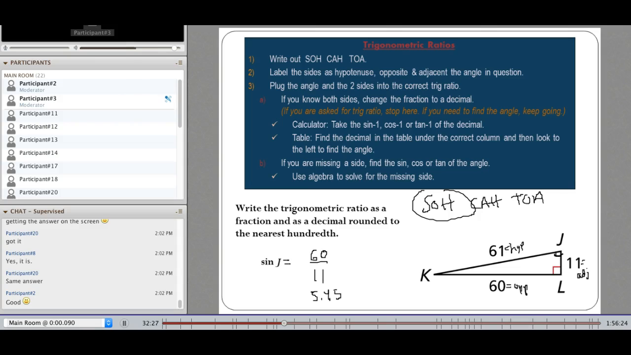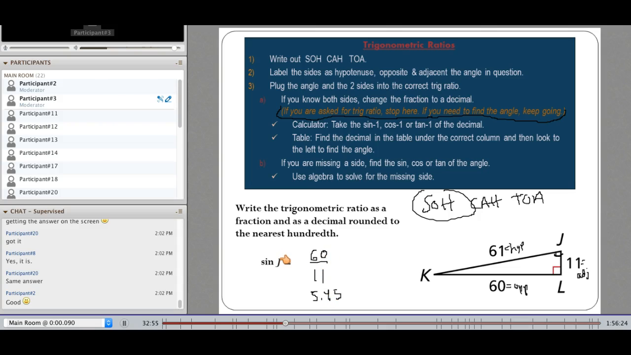And here it says, if you are asked for the trig ratio, stop here. We don't have to go any further. They're just asking for the trig ratio. If they're asking us to find the actual angle, if they're asking what is angle J, then we'd have to keep going. But for now, all they're asking for is the trig ratio. They want to know the opposite over the hypotenuse and what that ratio is. Okay, so that ratio is 60/11, and that comes out to be 5.45.